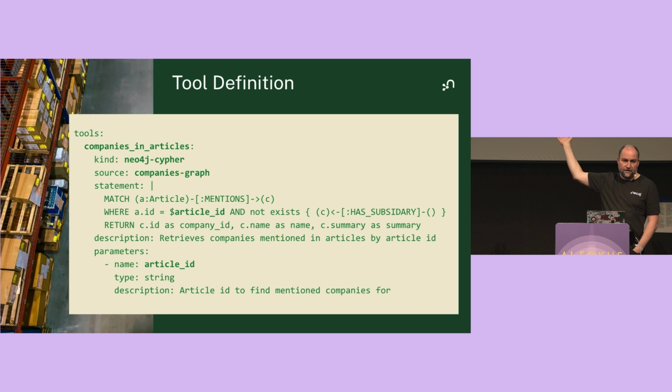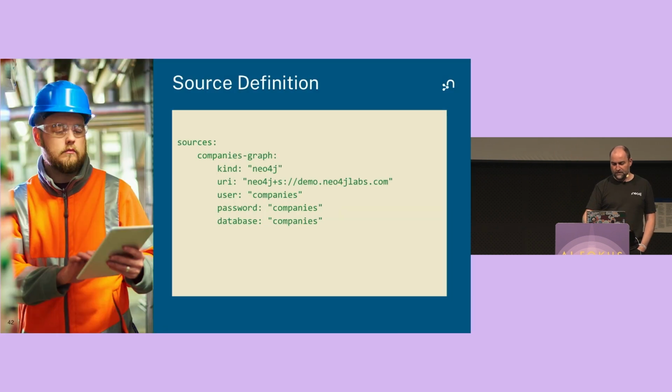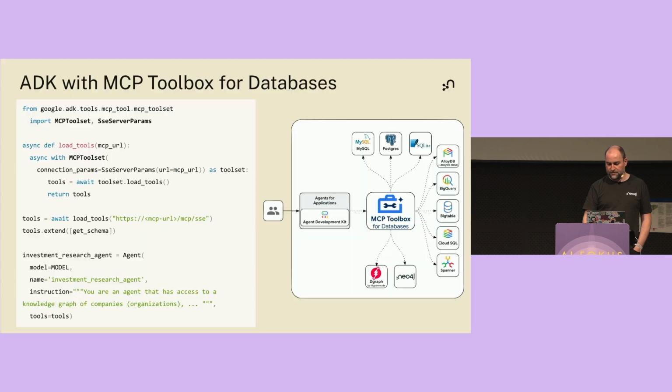It's basically just a query with a description, a name, and parameters, and then Toolbox takes care of connection pooling, driver management, resource management, and all the other things. And then I can just deploy MCP Toolbox to Cloud Run, or you can also run it locally or wherever you want to run. It's just a Go binary basically that you can run.